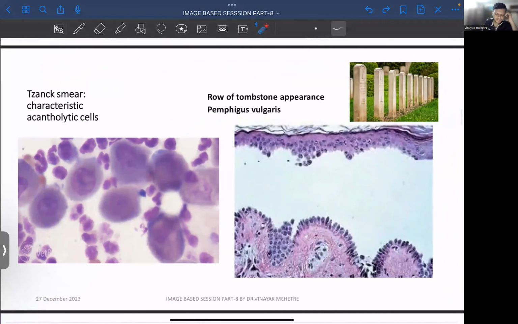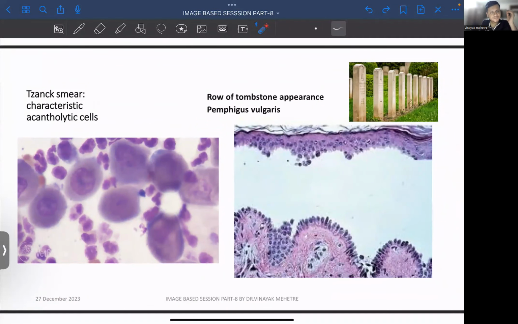On Tzanck smear, what you will see? You will see acantholytic cells. What is the meaning of acantholytic? Thickness is increased. Okay, cell थी, उसकी thickness बढ़ गई. This is the cell. This is called as acantholytic cell.